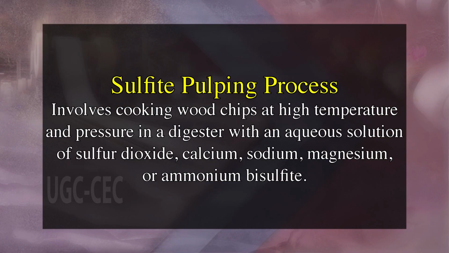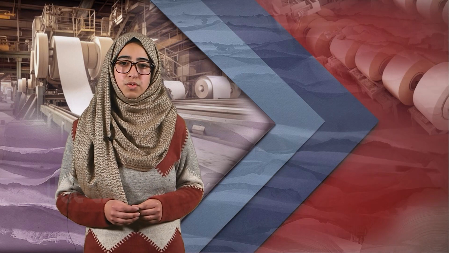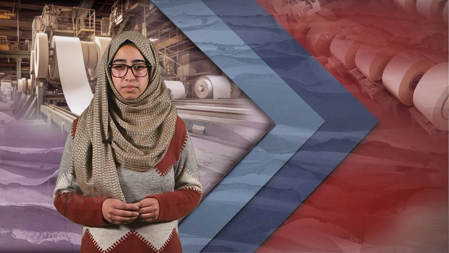The sulfite pulping process is a process that involves cooking wood chips at high temperature and pressure in a digester with an aqueous solution of sulfur dioxide, calcium, sodium, magnesium, or ammonium bisulfite. The sulfite process breaks down the wood by dissolving lignin and cleaving lignin bonds through the formation of sulfonate functionalities.